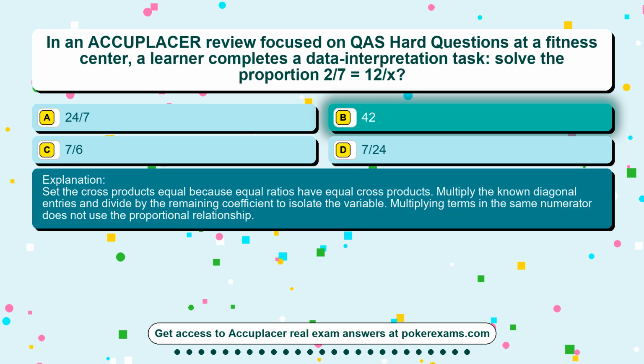Set the cross products equal because equal ratios have equal cross products. Multiply the known diagonal entries and divide by the remaining coefficient to isolate the variable. Multiplying terms in the same numerator does not use the proportional relationship.